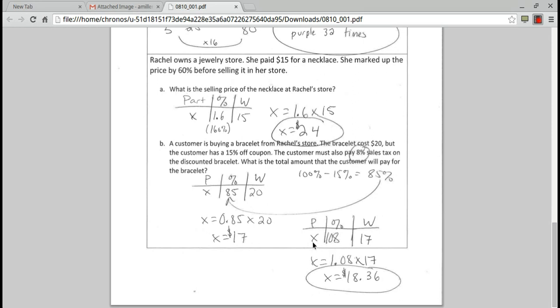So you have to do percent whole again. And this time the 8% is going to make the cost go up. And so instead of paying 100% of the cost, you're going to pay 108% of the cost of $17, which gives you a final customer cost of $18.36. There you go.